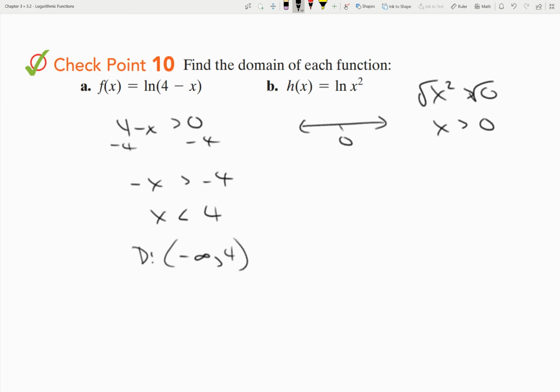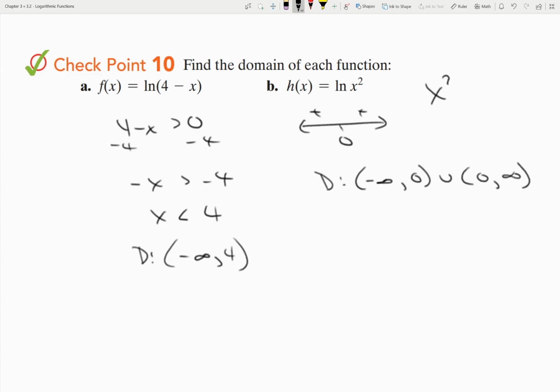And where is that true? That is true on both sides of that on this parabola. And so the domain is from negative infinity to 0, union 0 to infinity. Okay, so taking the square root is not the best way to find the solution of an inequality with a polynomial. Better to graph it and make our little sign chart like we just did there.